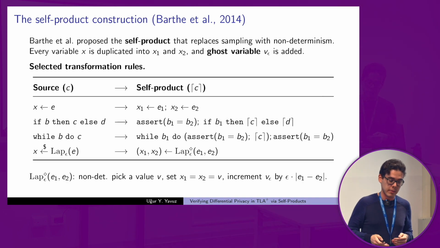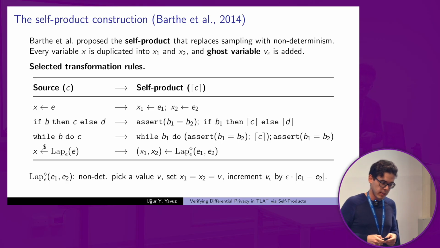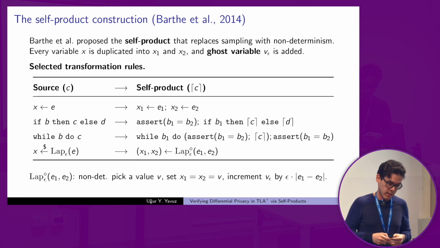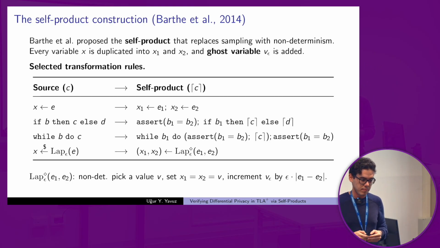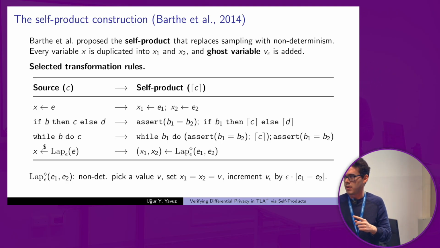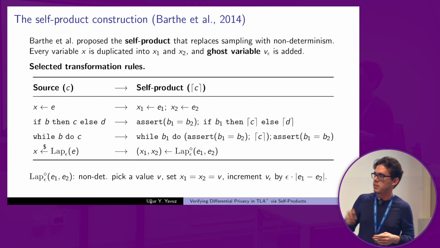First, every variable x in the source program becomes two variables, x1 and x2, in the product, one for each of the simulated executions. And secondly, we introduce a ghost variable called v epsilon, which is initialized to 0, and this accumulates the privacy cost along the execution. With that in mind, here are the selected transformation rules. On the left, we have the source program in pWhile, which we call C, and on the right, we have the self product, which we annotate C ceiling.